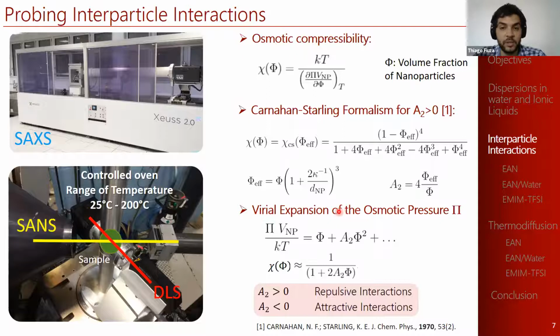By the virial expansion of the osmotic pressure, we can also do an approximation to this second term, in which we will obtain also the second virial coefficient. This coefficient, if it's positive, represents repulsive interactions, and if it's negative, attractive interactions. So now let's take a look at the experimental data.